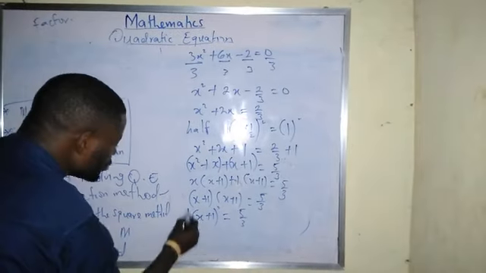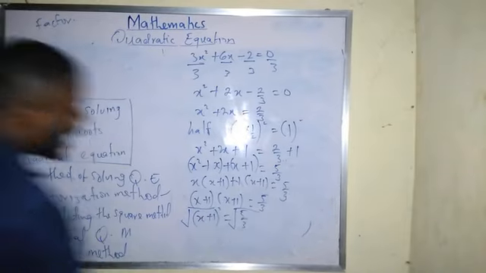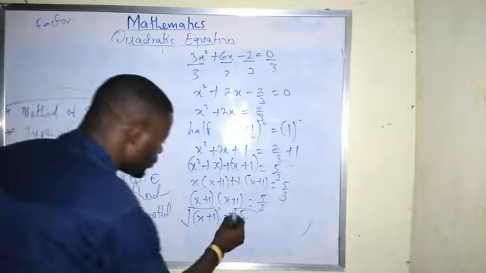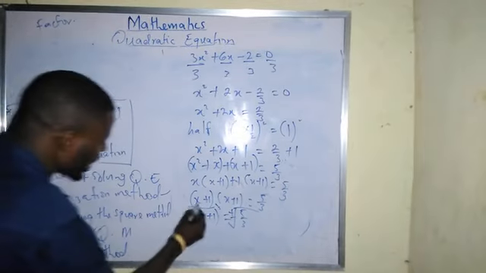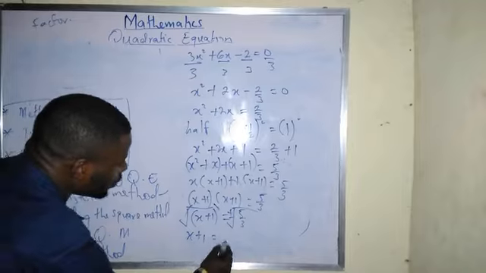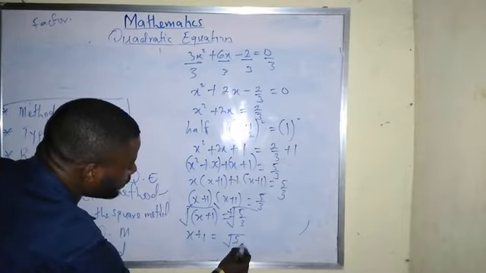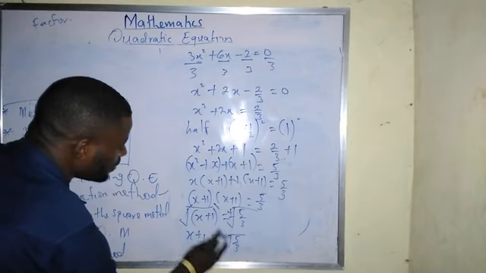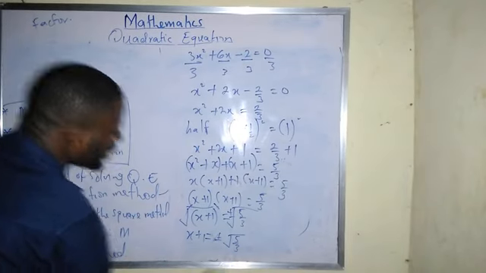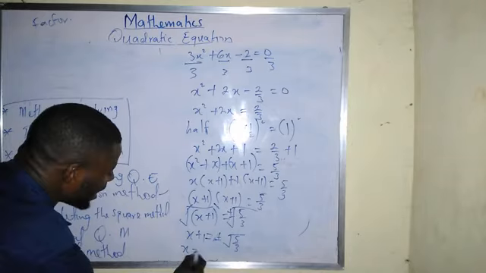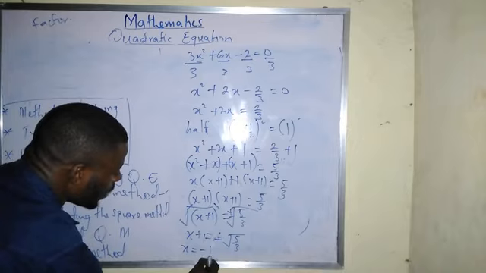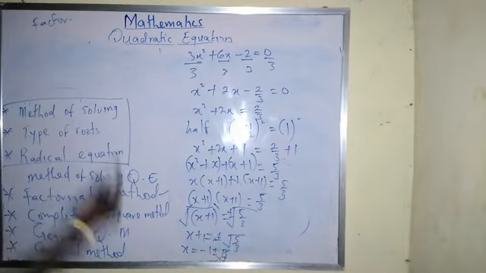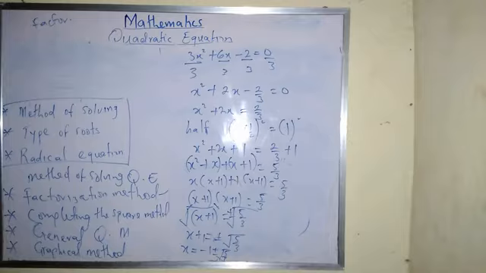Now, it means root both sides. I'm now in step 4. I root both sides. At this point, when I indicate my root, I will put plus or minus. Now, this root will cancel the square. x plus 1 equals plus or minus root of 5 over 3. By so doing, I will have x equals minus 1 plus or minus root of 5 over 3. I can do it further, and that is all about the complete square method.